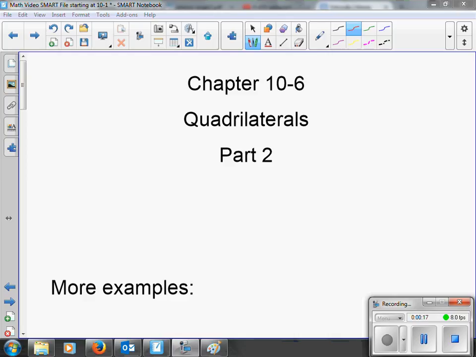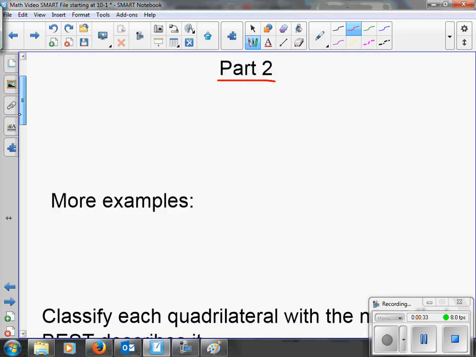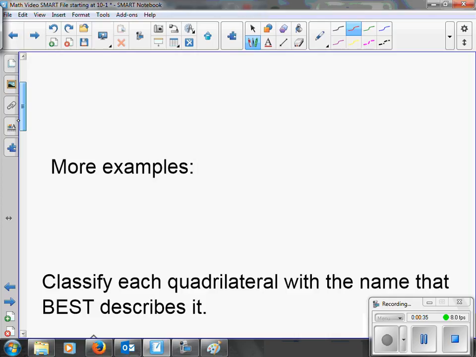Okay, put your St. James heading at the top, of course, and then underneath that, you write Chapter 10, Section 6, and then underneath that, you write quadrilaterals. And then Part 2, again, to keep yourself organized so you know you already read or watched Part 1. So we're doing more examples. And of course, we start with classifying each quadrilateral with the name that best describes it.